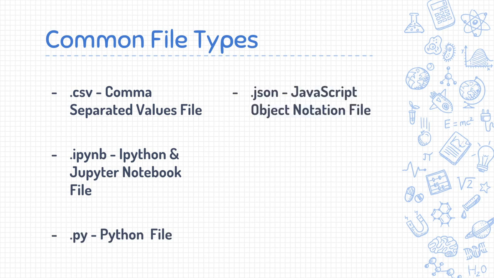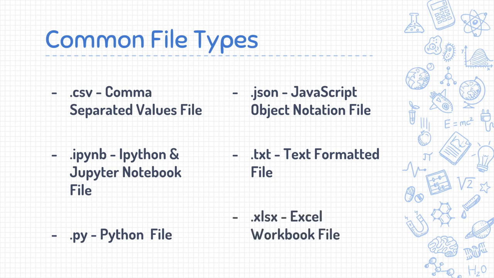Another file type used by data scientists is the .json file. This is a JavaScript object notation file, and if you do any web scraping, this is a file that you'll see quite a bit of. The .txt file is a text formatted file. You can think of this as a watered down version of Word and is often good for just writing quick notes on. Finally, there is the .xlsx file.